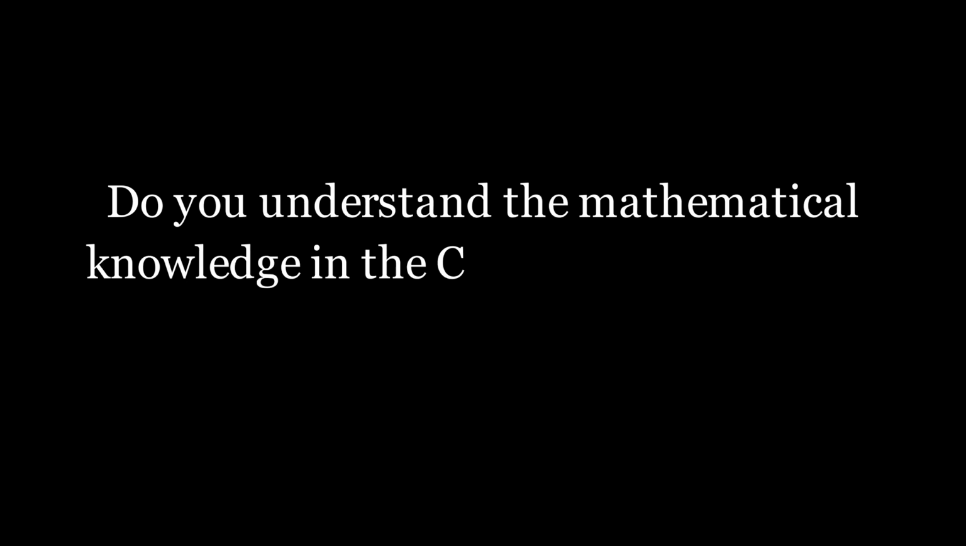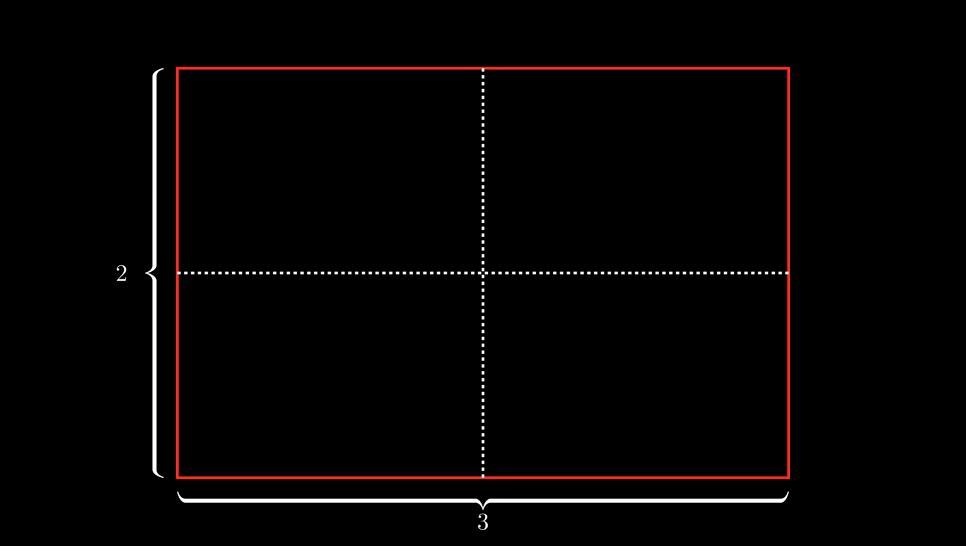Do you understand the mathematical knowledge in the Chinese national flag? The ratio of length to height of the Chinese national flag is 3 to 2. We first draw a rectangle with an aspect ratio of 3 to 2. Divide this rectangle into 4 equal parts.